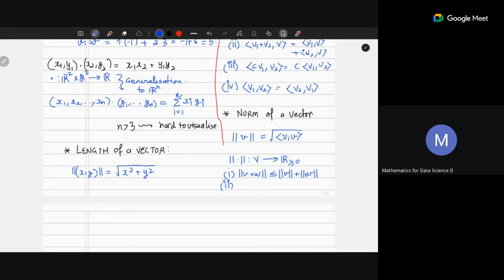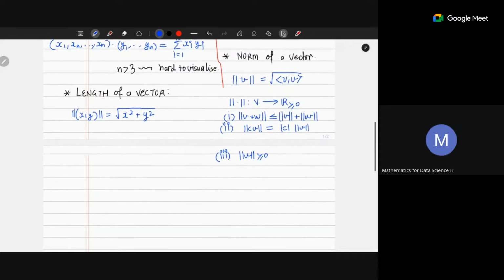Now, the second one is that if you scale your vector by C and take the norm of that, this is equal to multiplying the modulus of C with the norm of V. And the third property is that the norm is always positive or zero. The norm is zero if and only if the vector itself is zero.